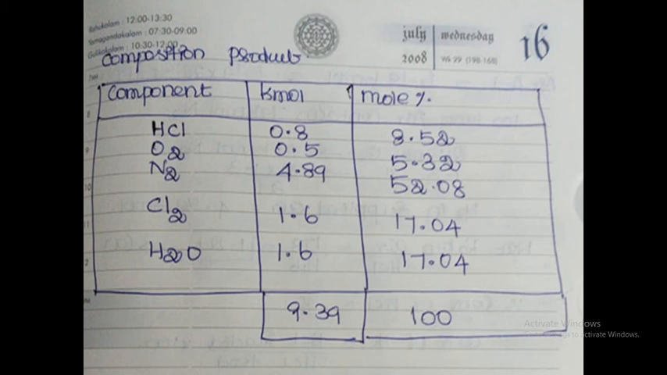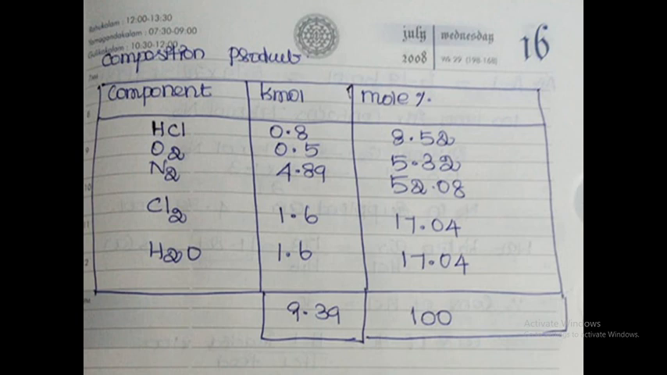So how many kilomole is present? HCl 0.8, oxygen 0.5, nitrogen 4.89, chlorine 1.6, finally water 1.6. So the total moles are 0.8 plus 0.5 plus 4.89 plus 1.6 plus 1.6, totally 9.39. Finally we want percentage. How will you calculate the percentage? First we calculate the HCl mole percentage, individual mole divided by total mole. So 0.8 divided by 9.39 into 100, that is 8.52 percent.